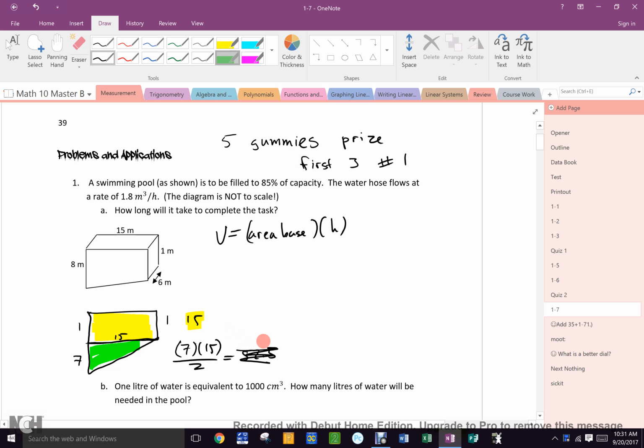What do I do with these two numbers? What do I do with the green and the yellow number? Add them to get 67.5, right? So this face is 67.5. Is that the area of the base?